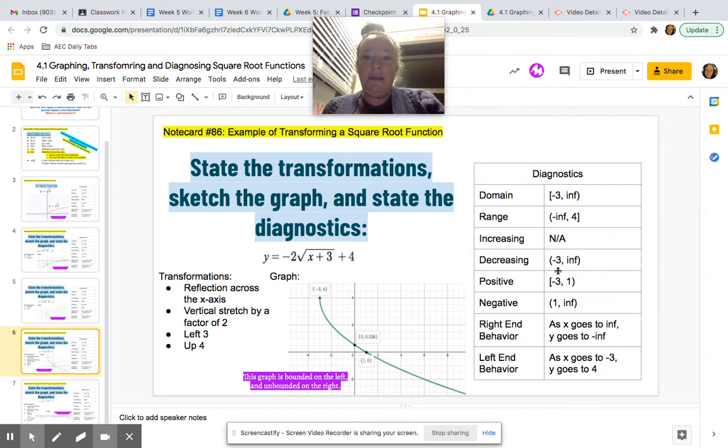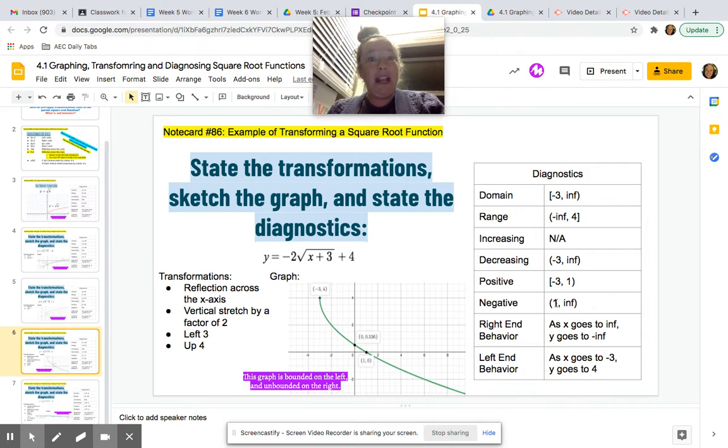So we are decreasing from negative 3 to infinity with no bracket. Okay, it's positive from here to here. So from negative 3 included, because at negative 3, the y value is 4, and that's positive. So negative 3 is sitting in a positive zone. So you put a bracket there, all the way to 1 with a parenthesis. And then it's negative from 1 on forever. So from 1 to infinity.